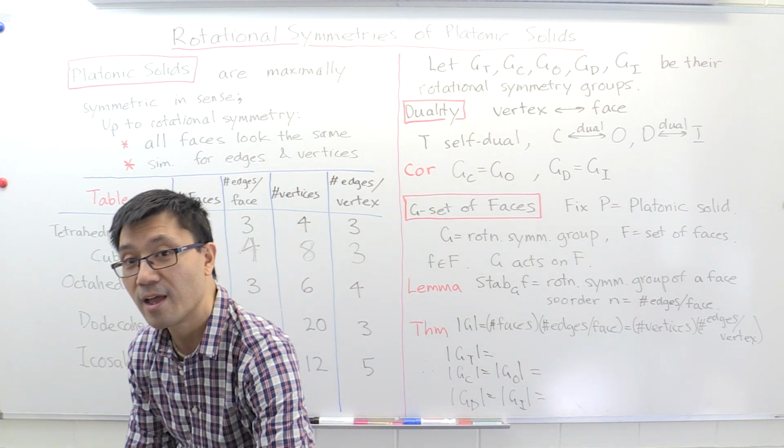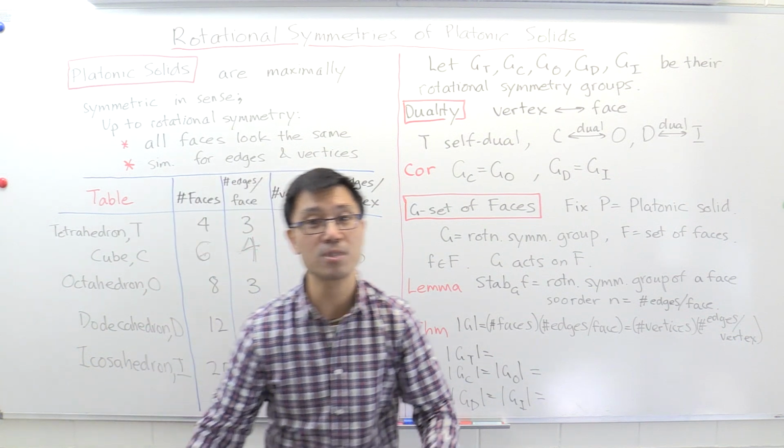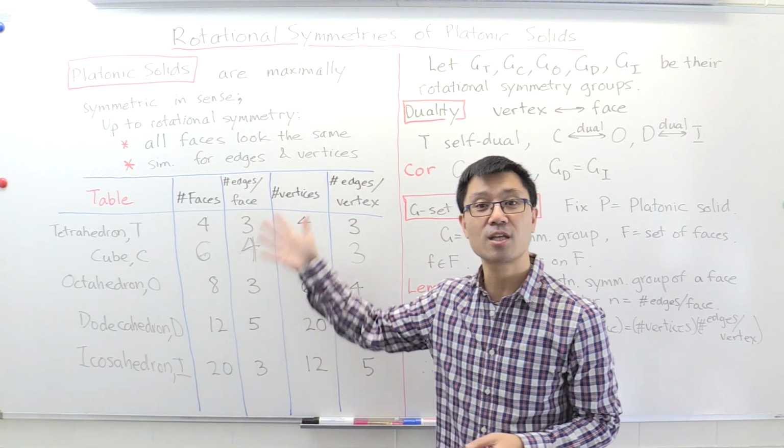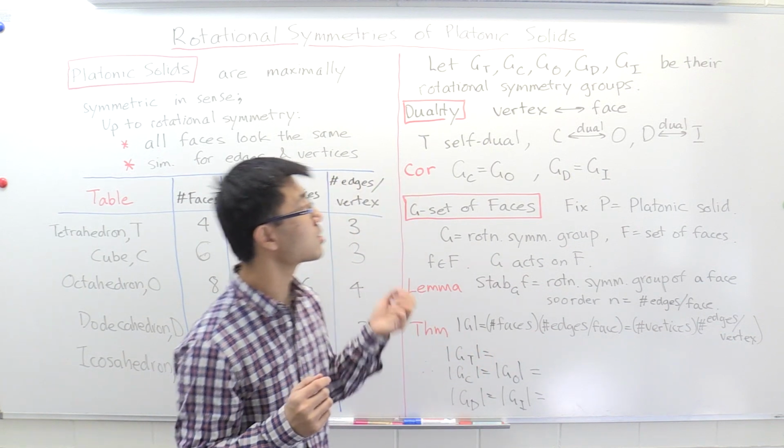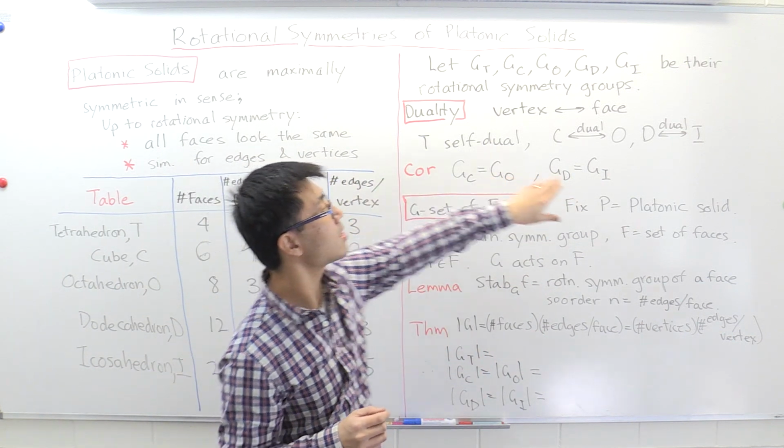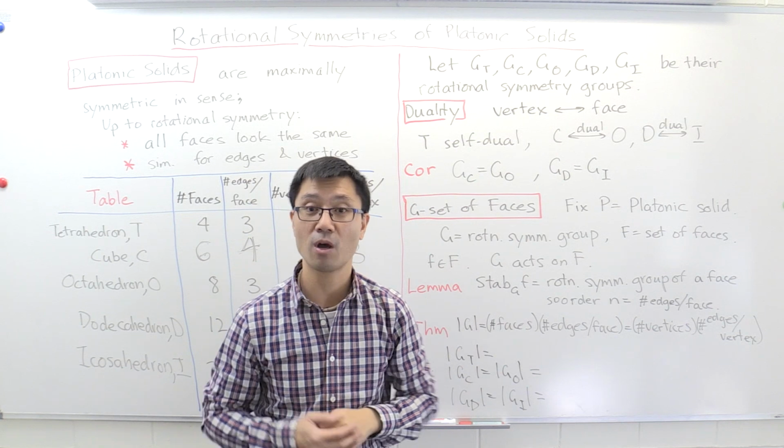Okay. So when you pass to the rotational symmetry groups, unfortunately, these 5 objects get reduced to 3 rotational symmetry groups. Okay, so there's this one here, and the rotational symmetry group of the tetrahedron.